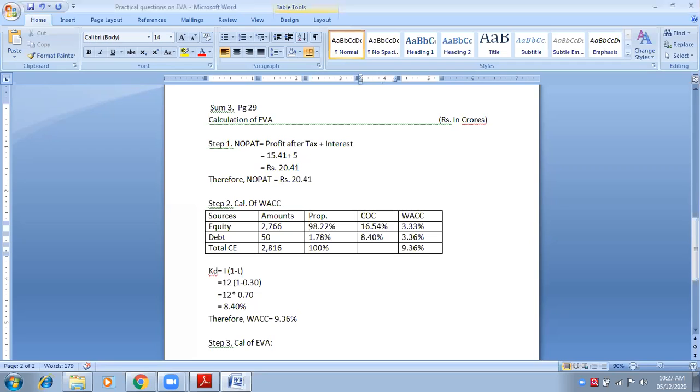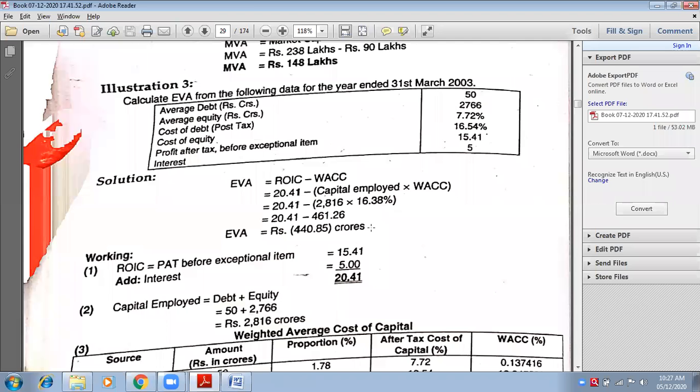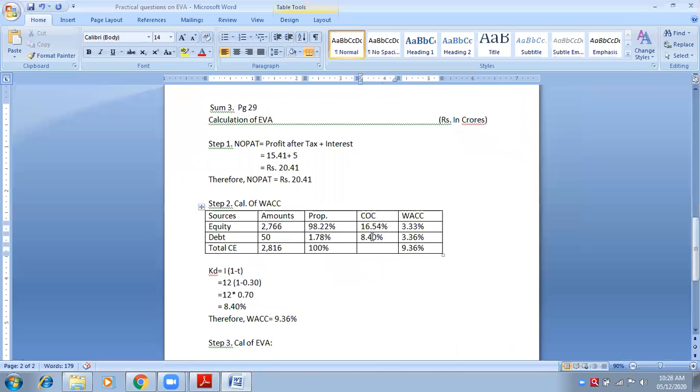This type of question can come in MCQ format. So 16.54. And what about cost of debt, which is already post-tax? Always remember, if cost of debt is not given in brackets and tax is given, then you have to convert it into post-tax, after tax, by applying the formula KD = I(1 - T). But here I don't need to apply the formula because post-tax cost of debt is already available, and that is 7.72 percentage.